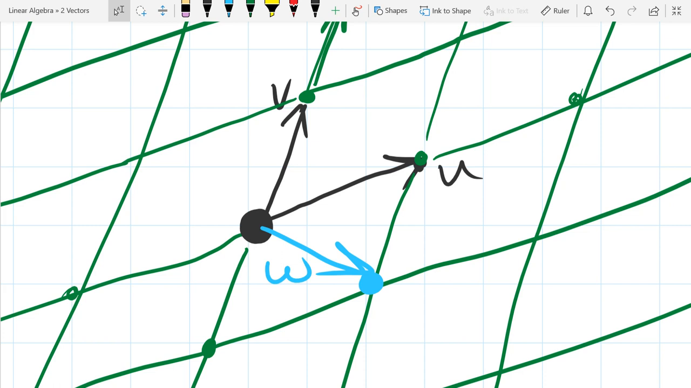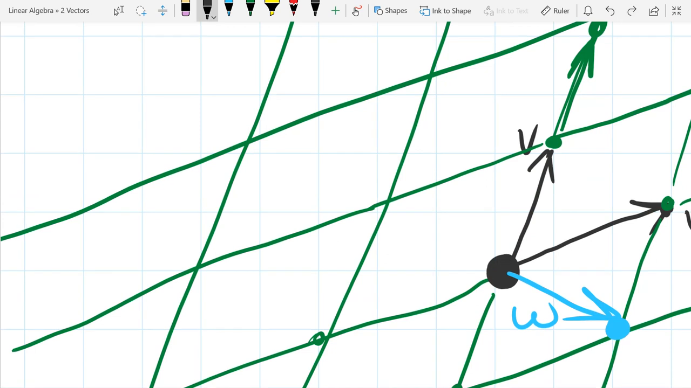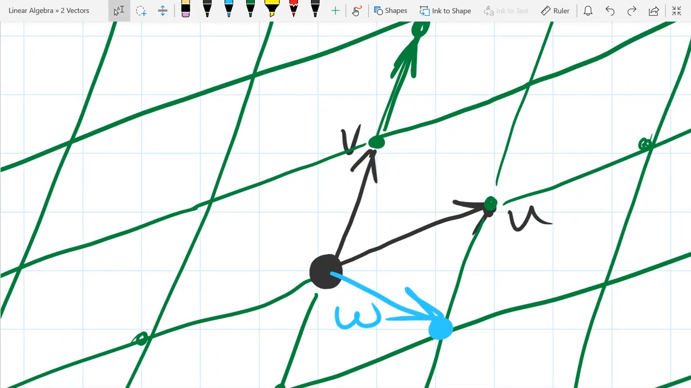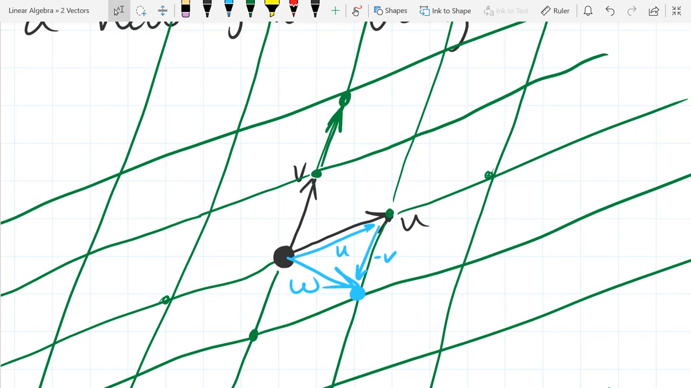Think about going head to tail. Obviously, u plus v would put us up here. That would be u plus v, that vector I just drew. So that's not w. So I want you to think about what vectors can I add or subtract to get to the vector w. Write it down when you know which vectors you should be subtracting. So what we need is a positive u, and then go the wrong way, or negative v. So go across u, and then go down v. And that will give you the vector w right there.